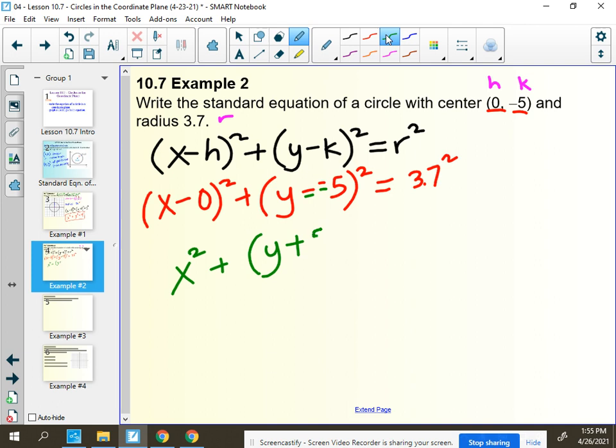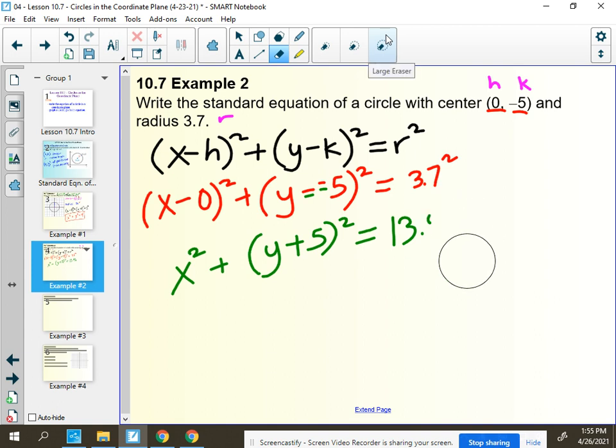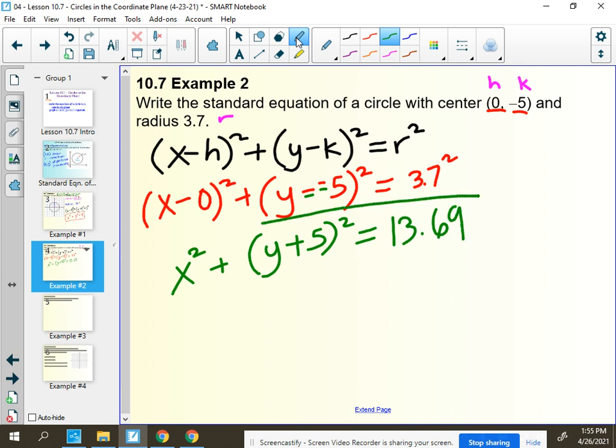Y plus 5 squared. And then I've got to pick up my calculator because I don't want to try to do that one in my head. 3.7 squared, we're talking 13.69. Whoops, I wrote it backwards, a little inversion there. 13.69, there we go. So this part right here with this y plus 5 just gets left like that.